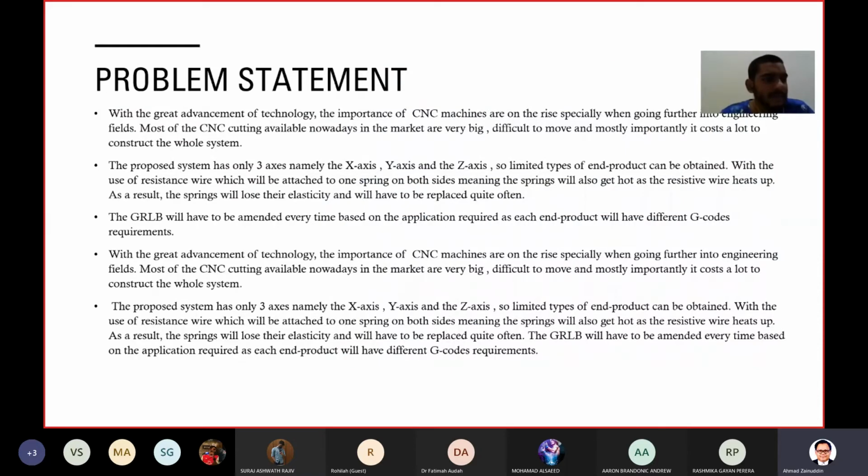Let's talk about the problem statement. As you can see for this machine, it will be quite big and difficult to move without disassembling all parts.